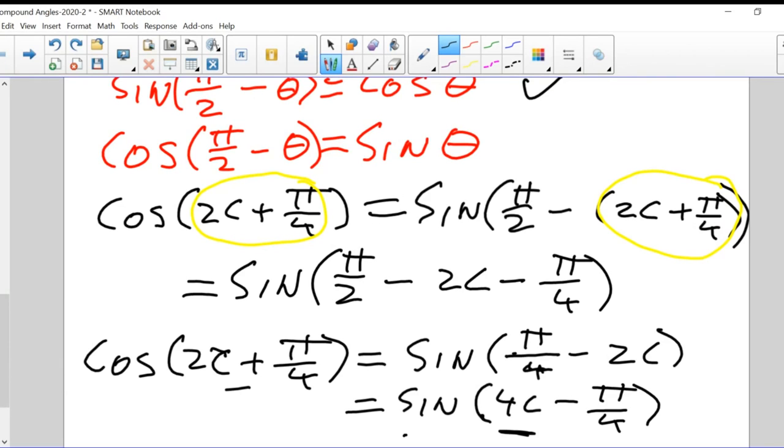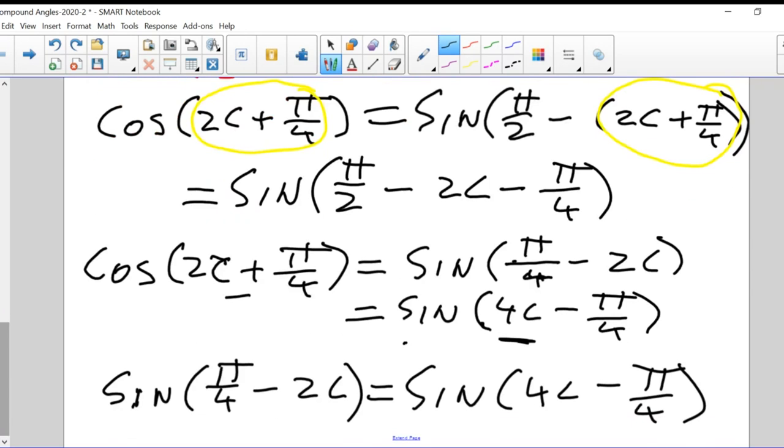Exactly. It's just sort of like terms. And then I still have the minus 2c. We're just showing that all three things are equal. The cosine of 2c plus pi over 4 is, using cofunctions, the sine of pi over 4 minus 2c, which is equal to what we said this was equal to in the first place, sine of 4c minus pi over 4.